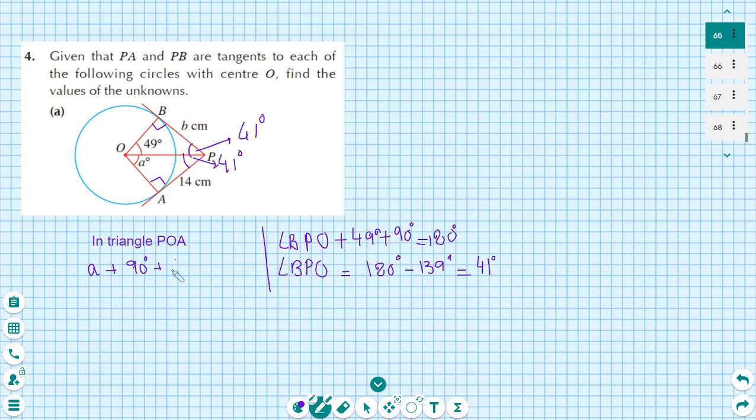So I'm writing here this angle 41 when applying the sum of angles equal to 180 in this triangle POA. So A plus 90 plus 41, which is 131, equals 180 degrees. So A will be equal to 180 degrees minus 131. So finally we get A equals 49.